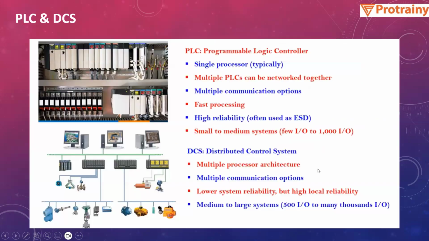So PLC and DCS. PLC is programmable logic controller. It has a single processor, so you can connect single PLCs and do whatever work you want to do. It is used for small to medium systems, a few IOs to 1000 IOs. DCS is a distributed control system. It has a complicated processor architecture, with multiple processors, and multiple communication systems are available. It is used for medium to large systems, like 500 IOs to many thousand input output.